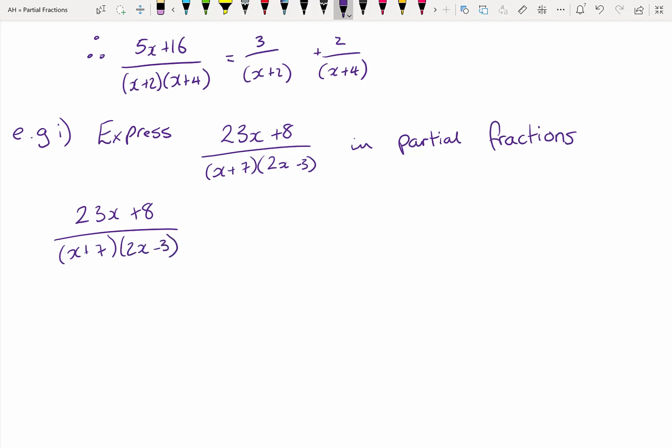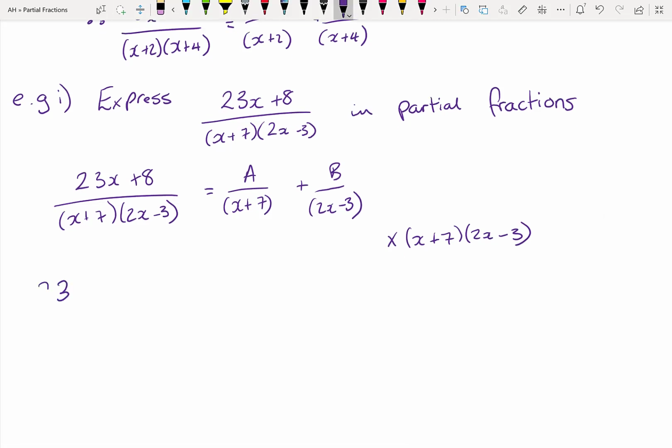Now it's already factorised, okay, and I can't factorise that any further, so I can already split it up to be something over my first bracket, something over x plus 7, plus something else over 2x minus 3. Then I'm going to multiply through by my denominator, so I get 2x minus 3. That is going to then leave me with 23x plus 8 equals 2x minus 3 lots of A plus x plus 7 lots of B.